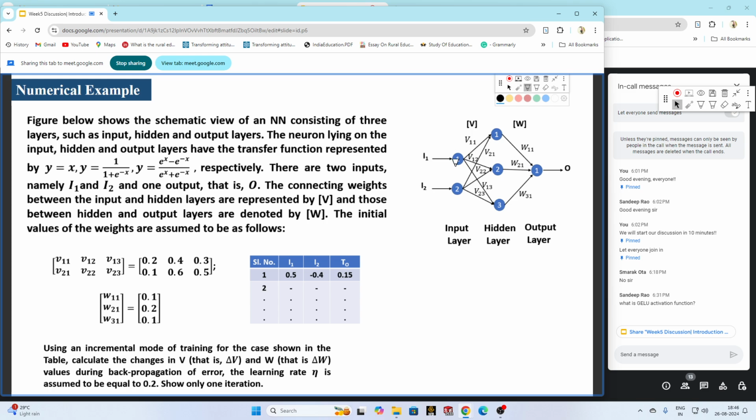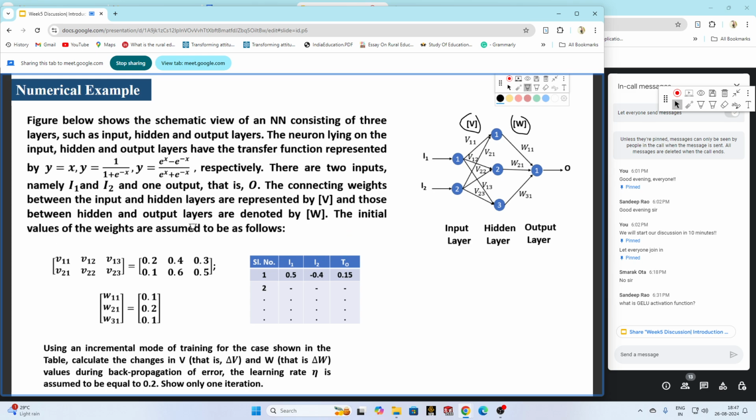There are 2 inputs in the input layer, namely I1 and I2, and 1 output. In the output layer we are having 1 neuron only, that is why there is one output. The connecting weights between the input and the hidden layer are represented by V, and those between the hidden and output layer we are calling W. So this is V and this is W.